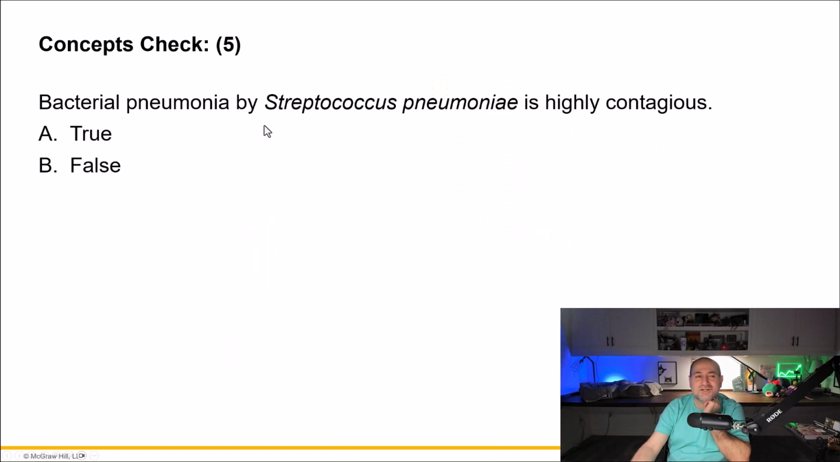And do you remember this concept check? Bacterial pneumonia by Streptococcus pneumoniae is highly contagious. Now remember, that was false. It's mainly in young or elderly that are somewhat weakened with their immune systems, for the most part.